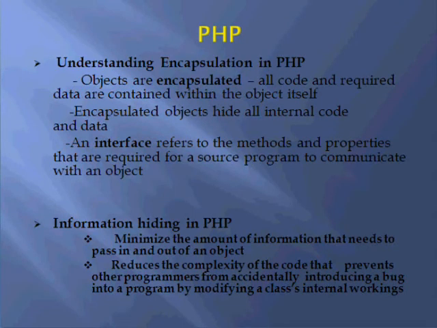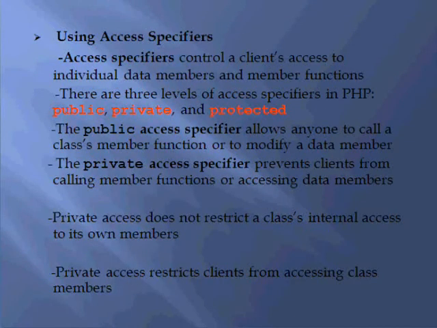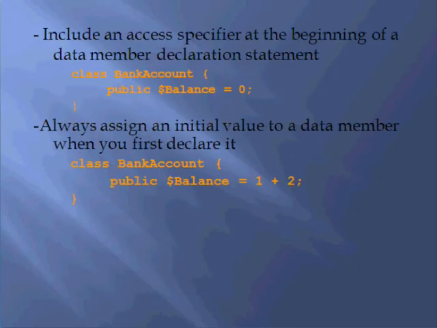PHP, which stands for Personal Home Pages, is one of the scripting languages that provides information hiding through encapsulation. There are three levels of access specifiers in PHP. They are public, private, and protected. The public access specifier, which is similar to any other language, provides the highest level of visibility, and the private access specifier gives the lowest level of visibility.